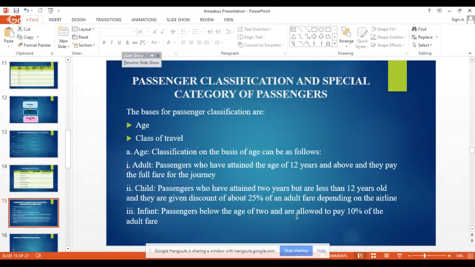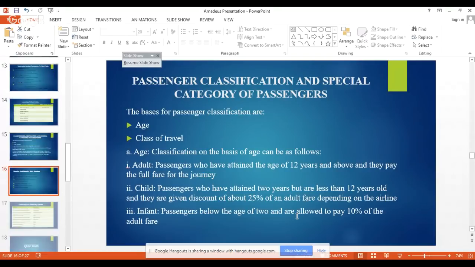Now, next to that is the infant, which is the last one. Infants are passengers below the age of 2 and are allowed to pay 10% of the adult fare. That is, infants are always given a 90% discount on the adult fare. They are not occupying a seat. It depends, though; you can have an infant and decide to pay for a seat for the infant. It depends on the client or the passenger. But mostly, they pay 10% of the adult fare.